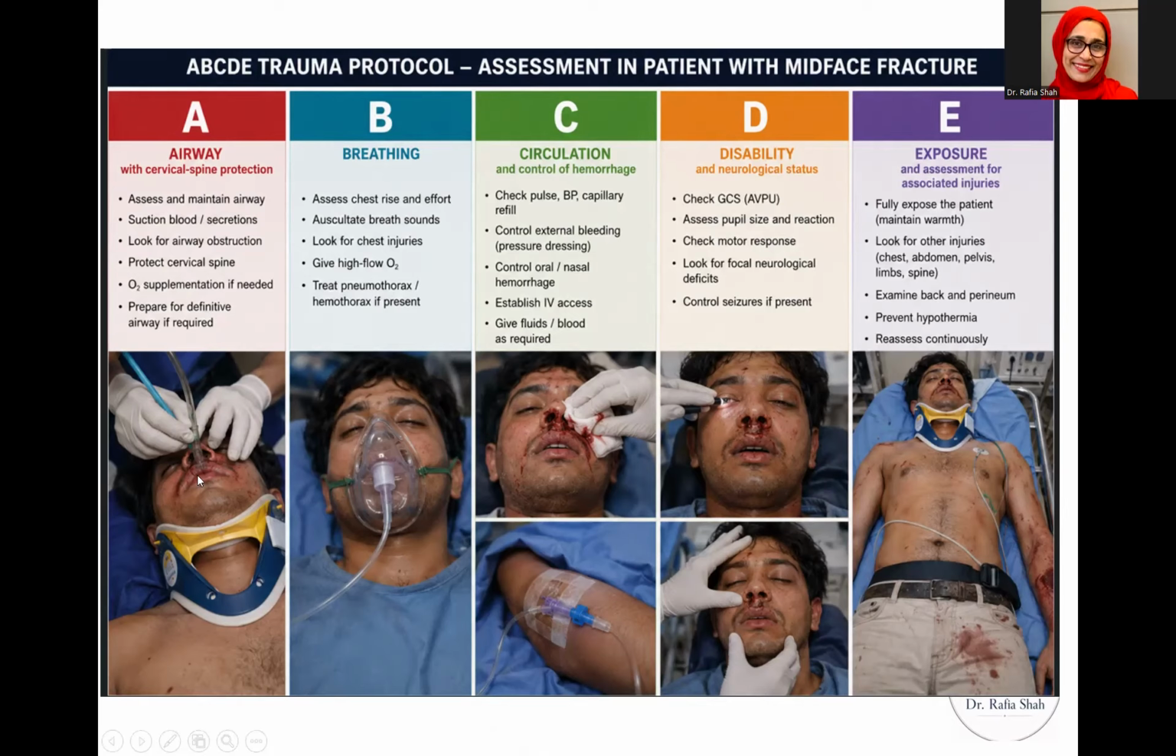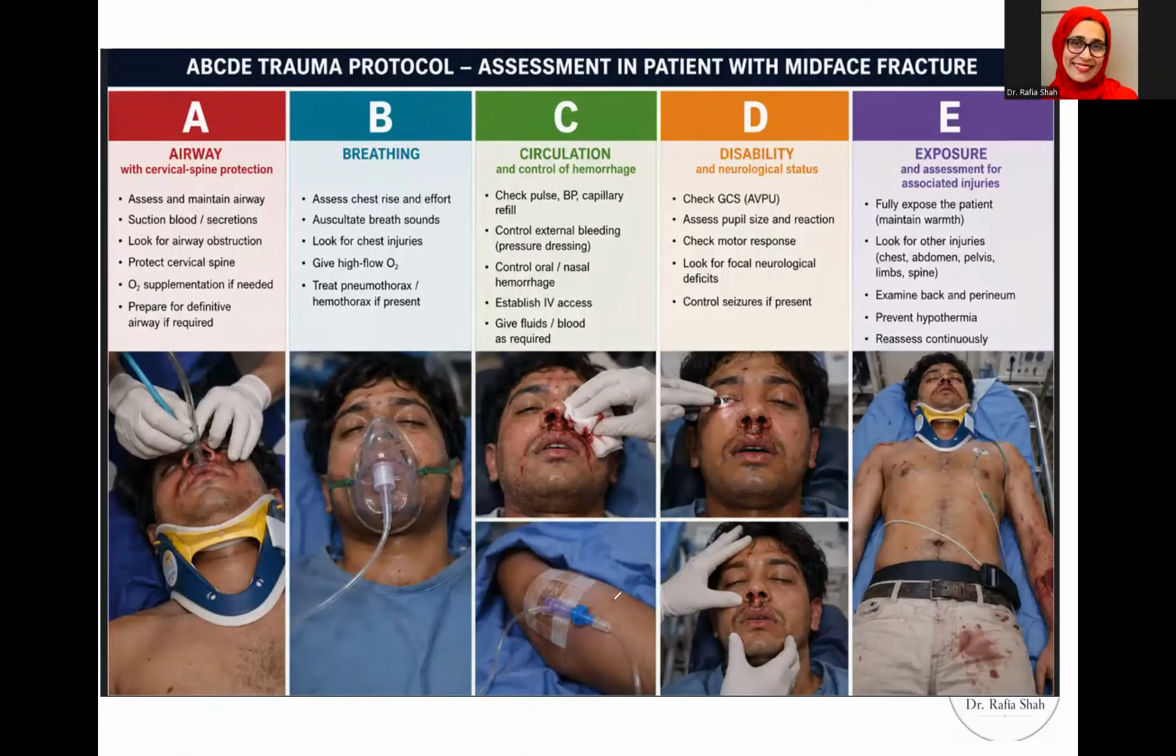In A, we need to look at the airway, whether the patient has a sufficient airway or not. If not, then we place a suction tube and get the secretions out of the oral cavity in order to make the patient able to breathe properly. Then B, we again check for breathing. We need to see if the patient's chest is working properly. Through the stethoscope, we need to check whether the chest sounds are present on auscultation or not, and whether any sort of chest injury is present, as in this picture. We need to assure this as well. Afterwards, we need to see circulation.